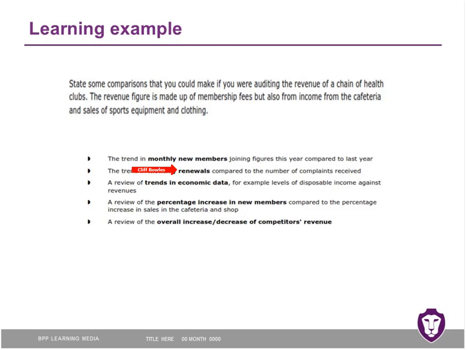Monthly renewals compared with complaints, relationship. Has the number of complaints gone up? Have the renewals gone down? Is there a relationship between them? Trends in economic data against disposable income. Percentage increase in new members. Does it match the percentage increase of sales in the cafeteria and the shop? If you've got 50% new members, you would expect to see some considerable increase in the expenditure or purchases in the cafeteria and so on. So comparisons.